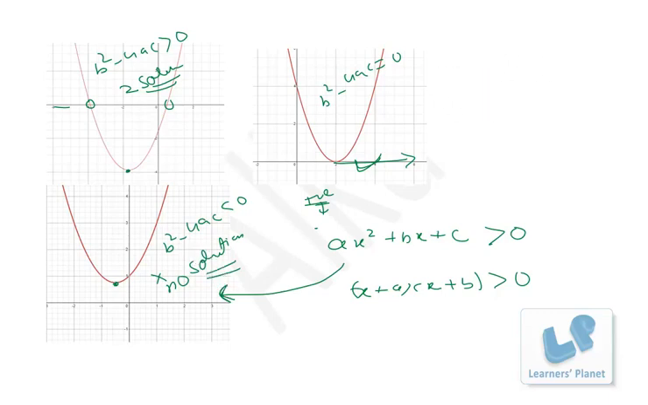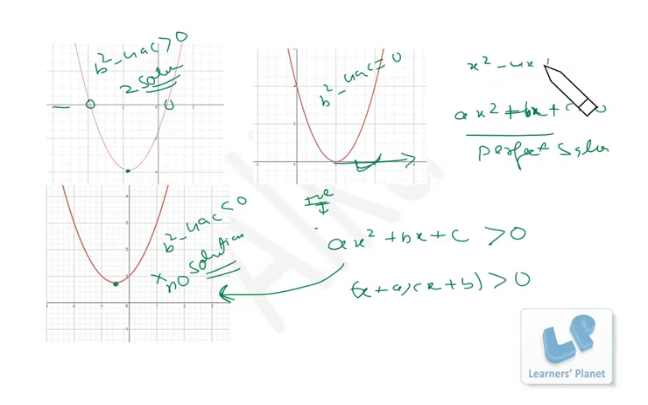In both these cases, ax square plus bx plus c is equal to 0. In this case, it is a perfect square, because both the roots are same. Suppose x square minus 4x plus 4 is equal to 0. So that is (x minus 2) whole square. So both the roots are same, right?